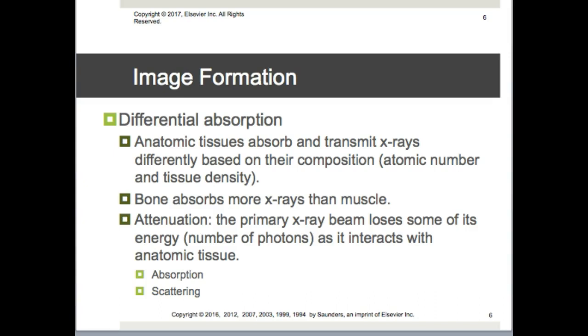So, image formation, we have what's called differential absorption. Differential absorption is where the atomic tissues absorb and transmit differently based on their composition. The composition is their atomic number or their tissue density. So of course bone absorbs more X-rays than muscle, fat, or air within the body. Attenuation is where the primary X-ray beam loses some of its energy, so the number of photons decreases as it interacts with the atomic tissue. With attenuation, we have absorption and we have scattering.